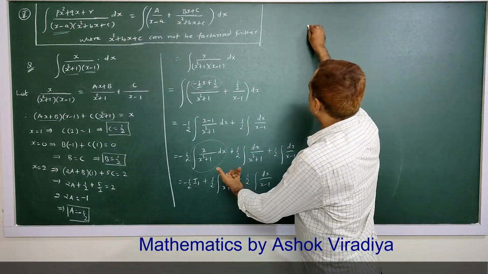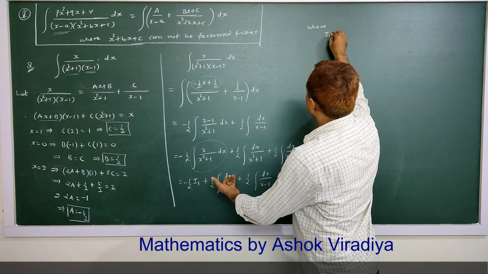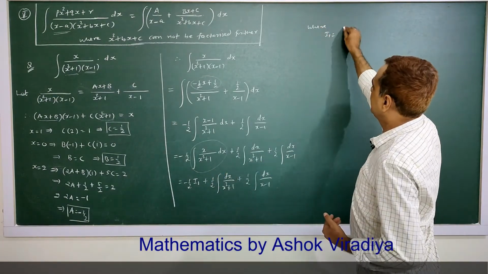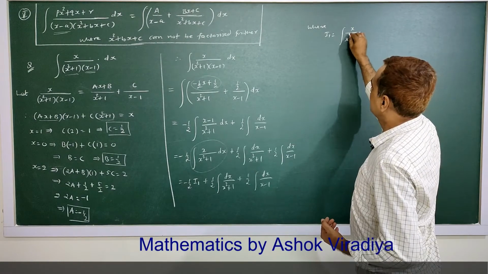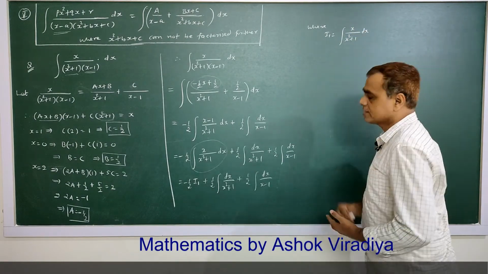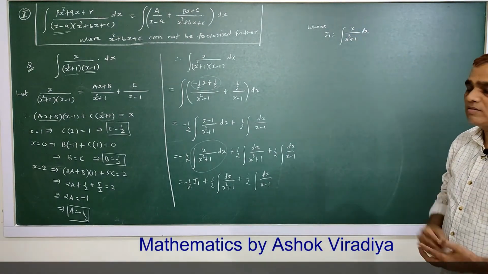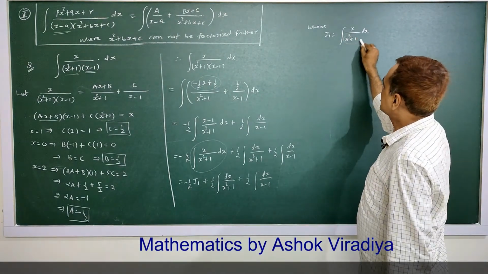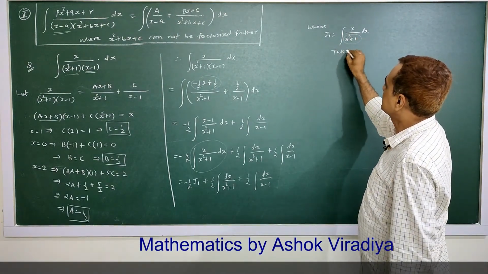Now I1 is, separating I1, x upon x square plus 1 dx. Now here we take x square plus 1 equal to t.